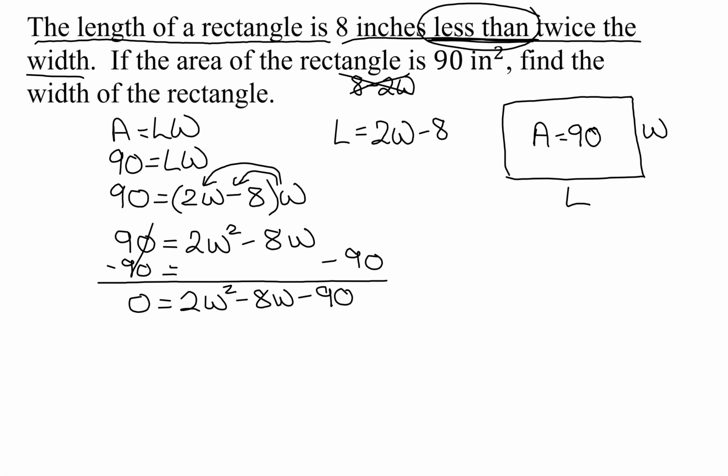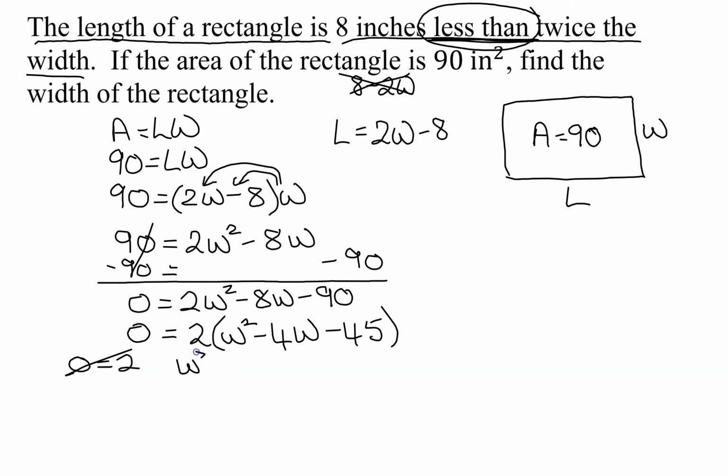So what's the first thing we do with any factoring problem? Is there a greatest common factor? Yes, I think all my numbers are divisible by 2, so I'm going to factor a 2 out. So I get 2 times W squared, 2 goes into 8, so I'm going to get minus 4W, minus 2 goes into 90, 45 times. So now two things multiply together equaling 0. One of them has to be 0. So can 0 equal 2? No. So I know that W squared minus 4W minus 45 has to equal 0.